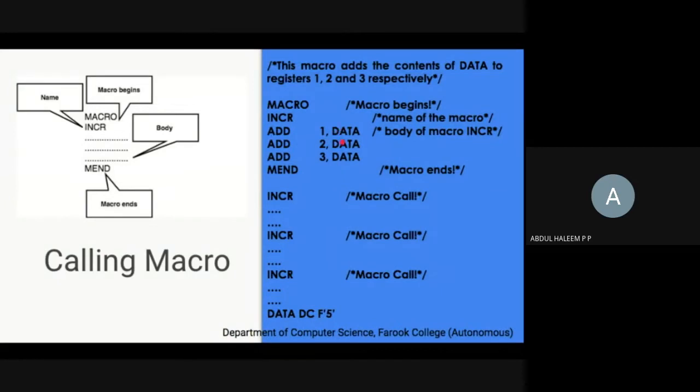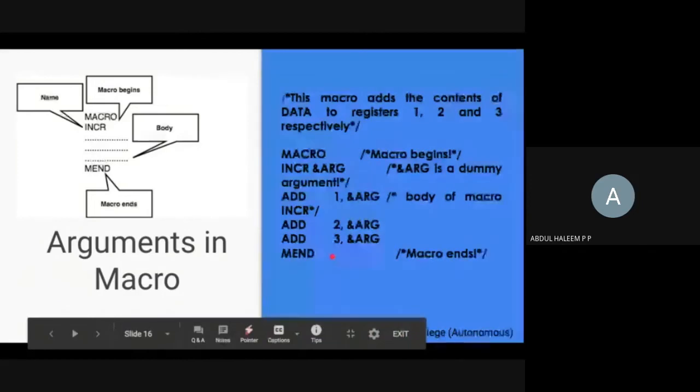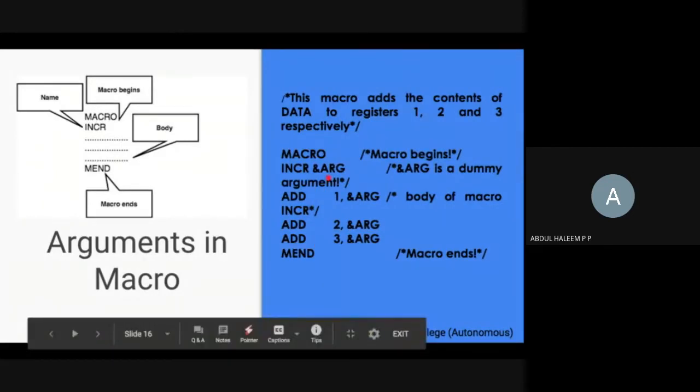If this part can be made an argument, we can supply the value to be added along with the macro call, and that is being done here. We have created an argument here, and that argument appears in the body of the macro again: add 1 ampersand arg. So we add the value supplied by the argument to the registers. This is how we can define a macro with arguments. Here we make use of only a single argument.